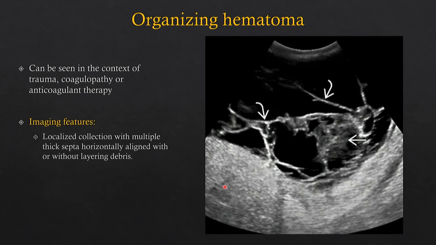Another differential diagnosis is an organizing hematoma. Nevertheless, the patient didn't have a history of trauma, nor coagulopathy, nor was he on anticoagulant therapy. And the patient had normal laboratory values, so we didn't suspect bleeding in this patient, neither acute nor chronic. The imaging feature is a localized collection with multiple thick septa, horizontally aligned, with or without layering debris. In this patient, even though we saw some echogenic foci inside the mass, we didn't actually see debris in the ultrasound nor in the CT scan.